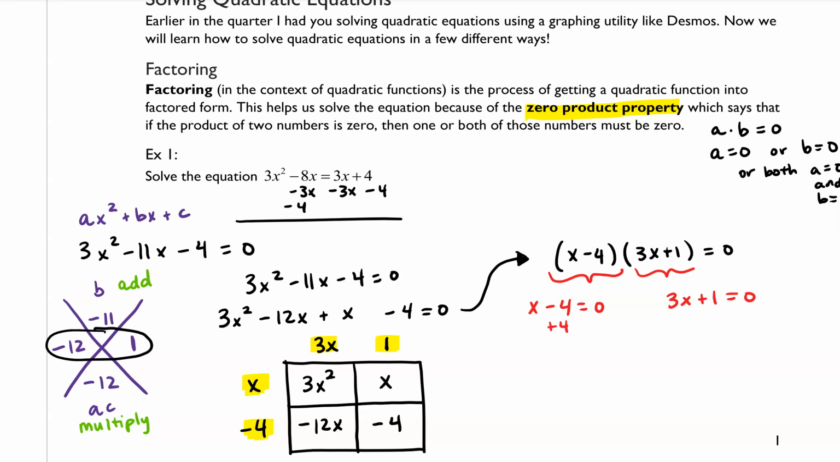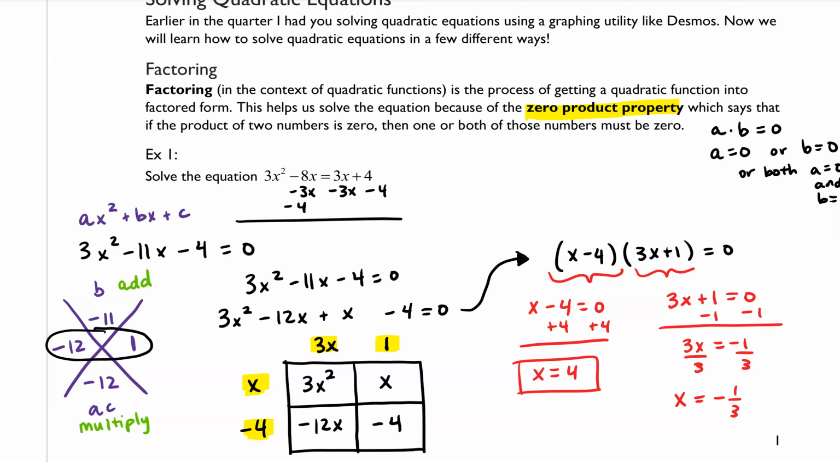So if I add 4 to both sides here, then I get x equals 4. And then on this one, I'm going to subtract 1 from both sides, so I get 3x equals negative 1. And then I'm going to divide both sides by 3, and I will get x equals negative 1/3. Okay, so those are our solutions for this problem.